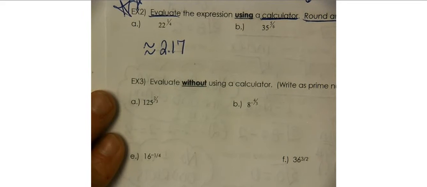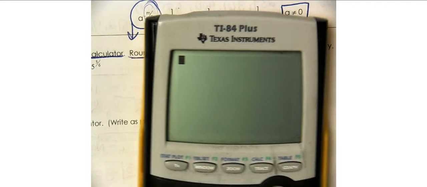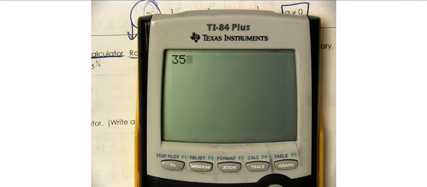For letter B, I'm going to put 35 into my calculator, and I'm going to raise it to the 5/6 power. And you'll end up with 19.35.